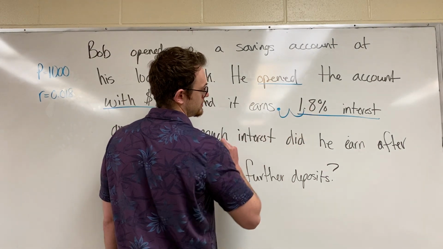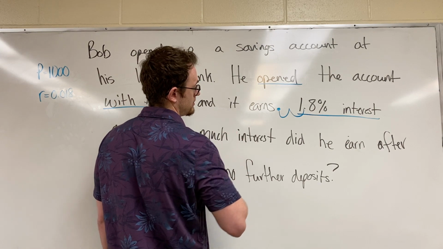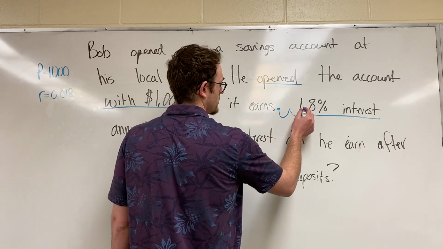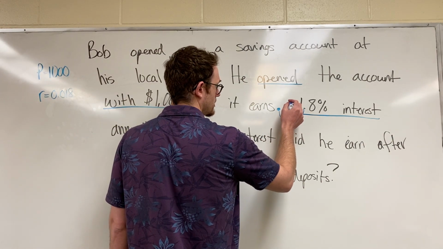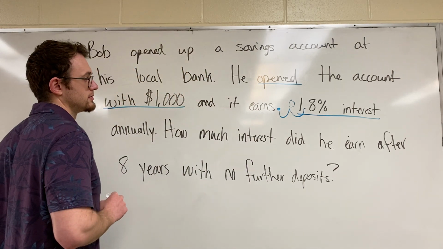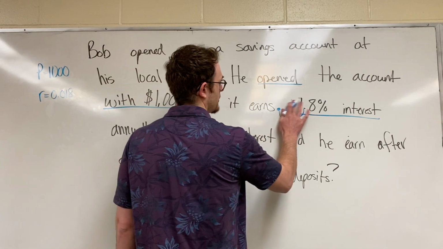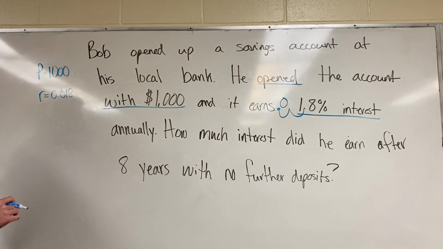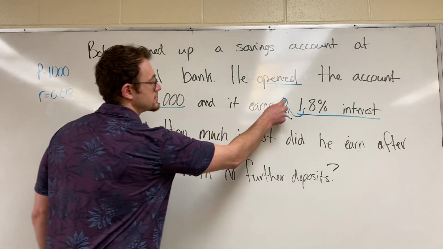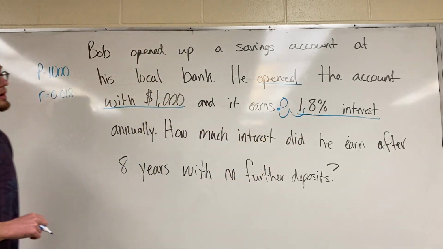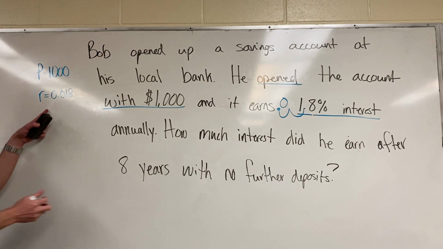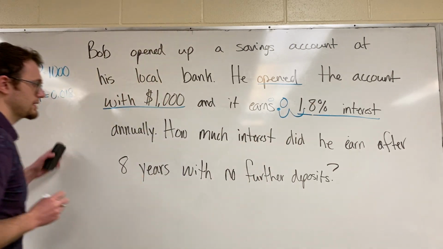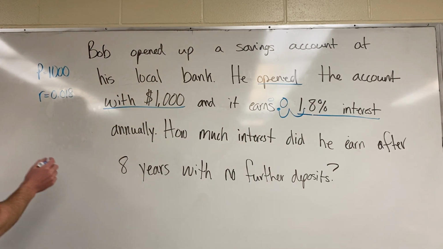Why do I have too many zeros? I'm tripping. Oh, yeah, I know why. Okay, so you get 0.018. I put a little extra zero in here. You can put another zero on this side. So 0.018 interest annually.